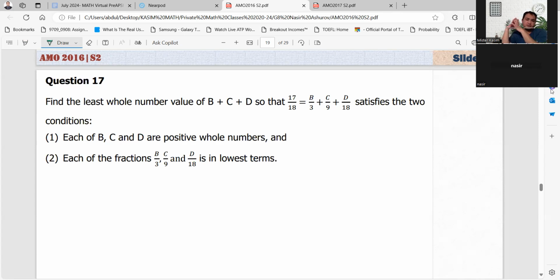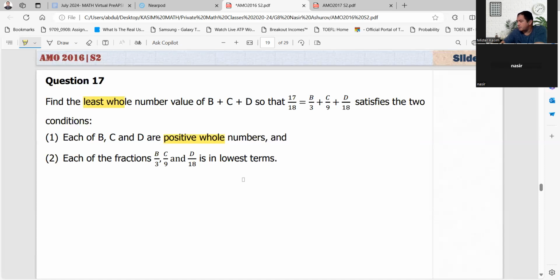Okay, it's also an interesting question. It says find the least whole number, right? Find the smallest whole number value of B plus C plus D, so that it's equal to this. Satisfy the two conditions. B, C, D are positive whole numbers. And also each of the fractions is in lowest terms, which means in the simplest form, right?